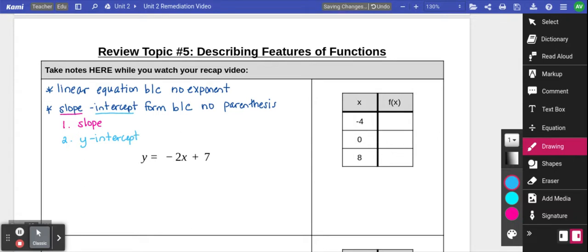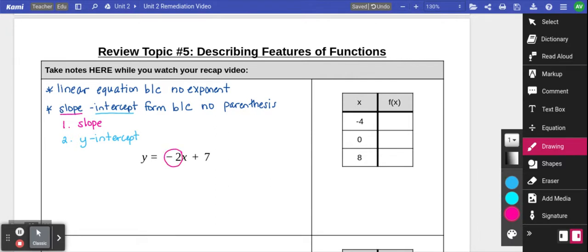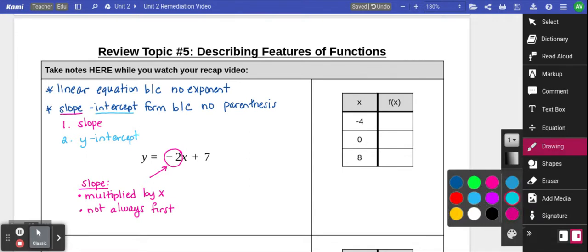So let's talk about where you would find that information in this equation of a line. When you're looking at this equation and you're looking for the slope, it will always be the number that is multiplied by x. Now this number is not always first. In this equation, it is the first number in the equation, but it is not always the first number. It could be the first number or it could be the second number, but it's always the number that's multiplied by x.